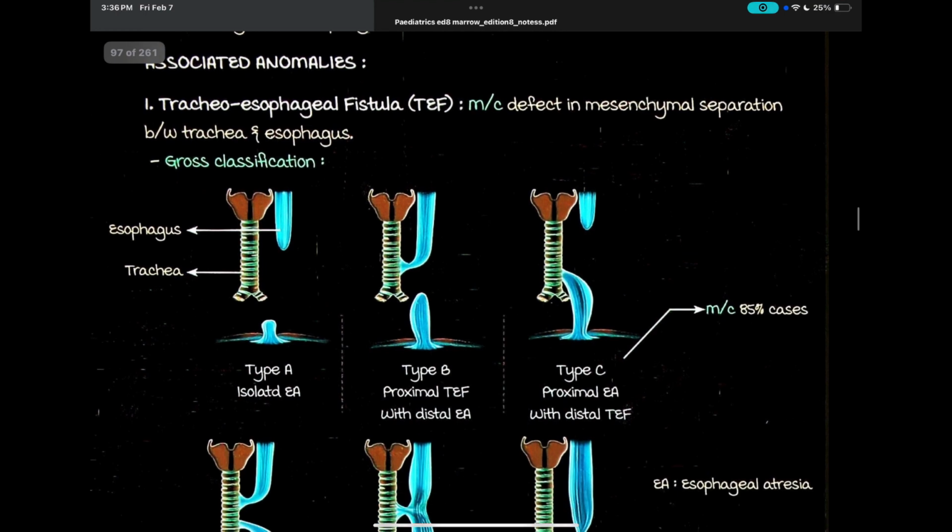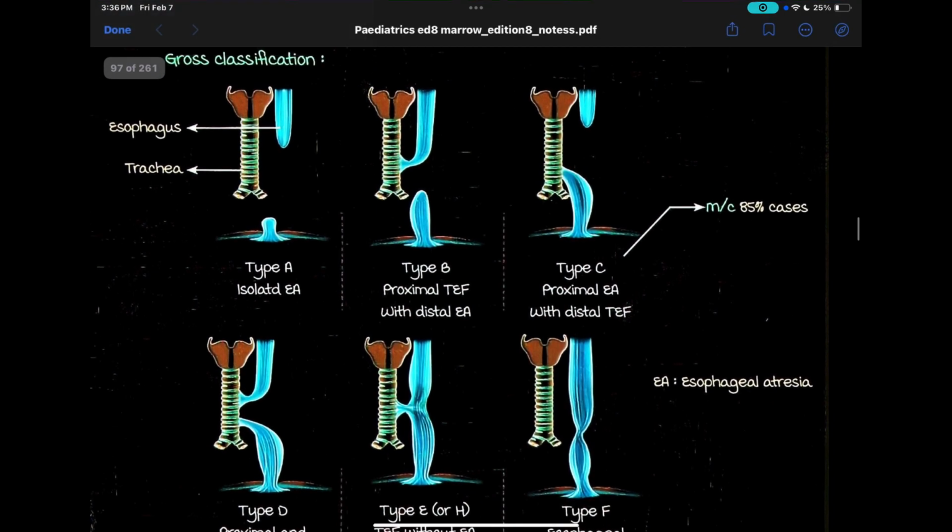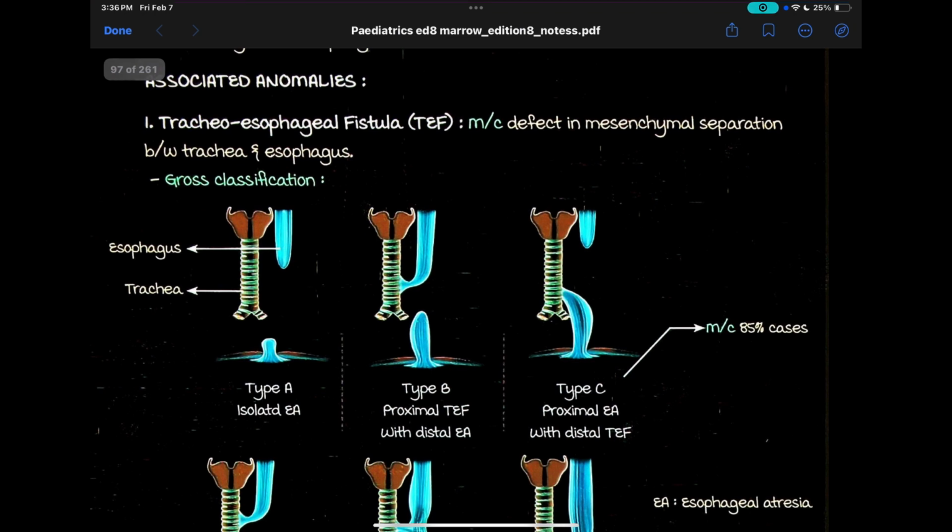Gross classification, you have type A, B, C, D, E, F. Type A is isolated esophageal atresia. Trachea is present, esophagus is just a blind pouch. There's no connection. Type B is esophagus opening into the distal esophagus, trachea. Proximal TEF. Type B is proximal TEF with distal EA.